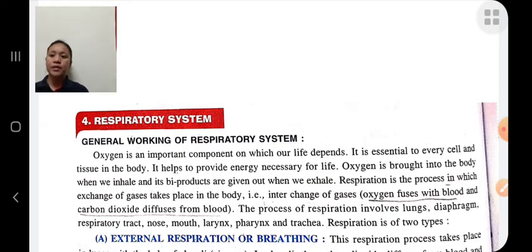External respiration is also known as breathing. It takes place in the lungs. In external respiration, oxygen is diffused into the blood and carbon dioxide is diffused from the blood.